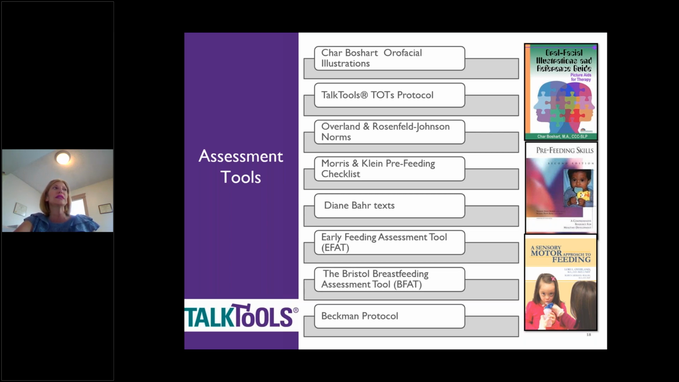In Talk Tools, when you take our TOTS class, we've developed both a screening tool and a protocol that's available in our book. And we even have access to this online, but we like it to be used after you've taken our courses or have read the book, because then you understand how to do it. And we have it downloadable in Adobe where you can plug in all your information. We have Lori Overland and Sarah Rosenfeld Johnson's oral motor developmental norms.